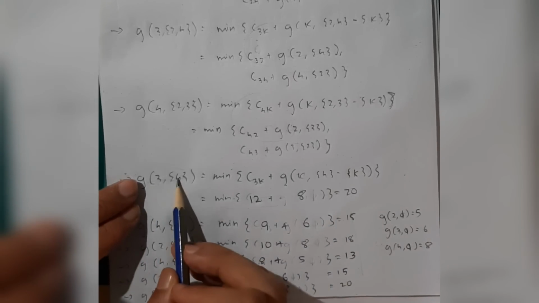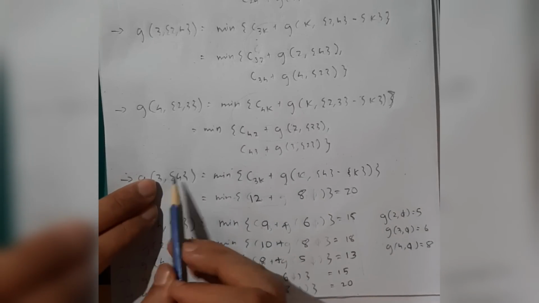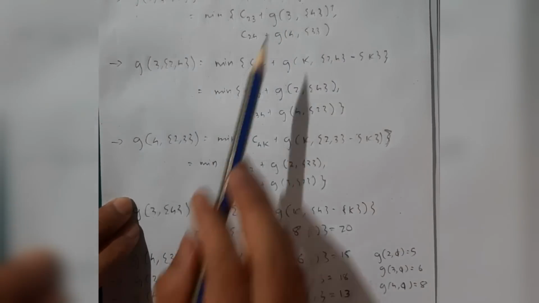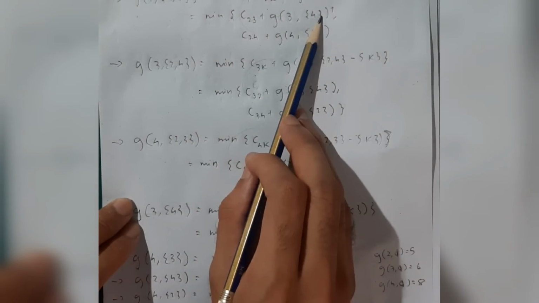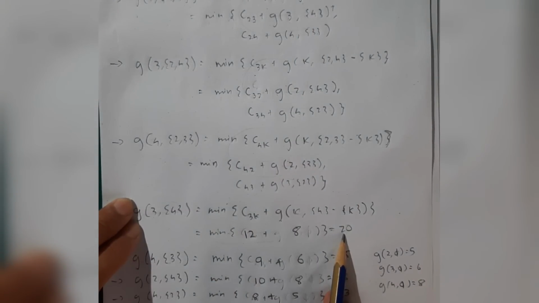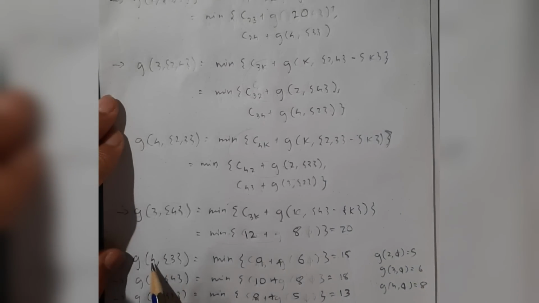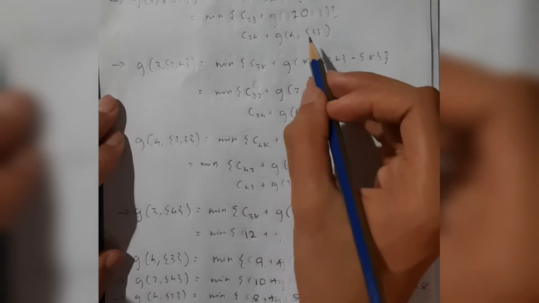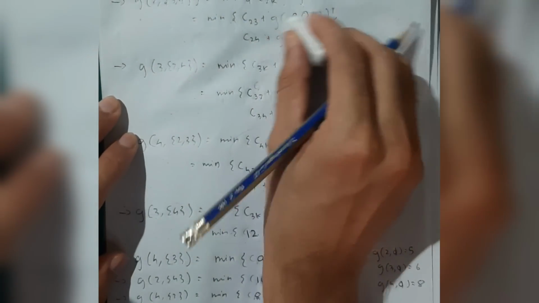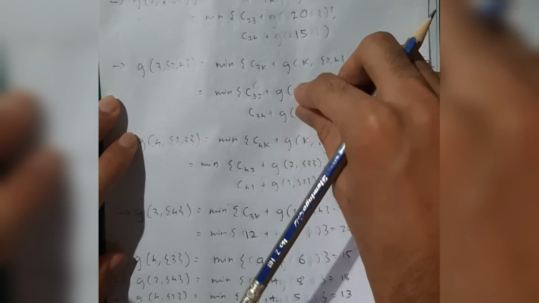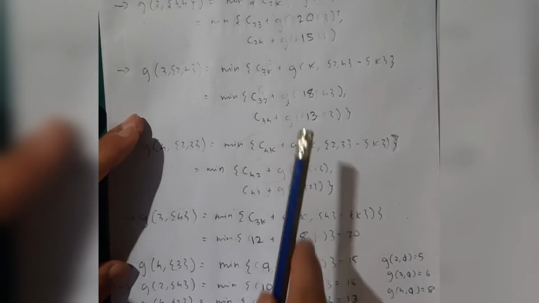For example, where we needed g of 3 comma 4, the first one here, in the place of g of 3 comma 4, I'll be writing 20. Instead of this I'll be writing 20, and in the place of 4 comma 3 I'll be writing 15. I'll be erasing this value and writing 15. In the same way I'll fill these both and these both also.